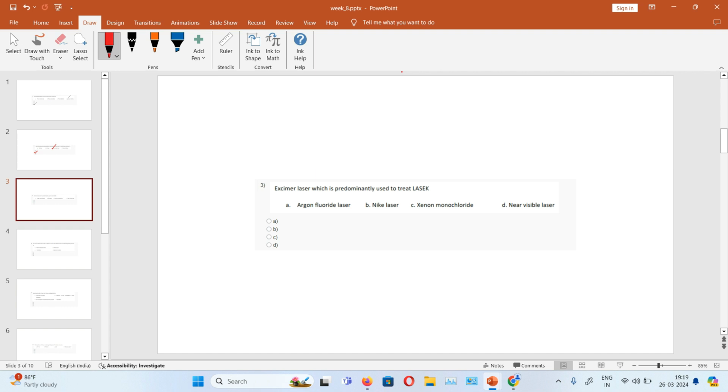One of the commonly used excimers is the argon fluoride pair. The inert gas will be argon, and the fluorine will be the halogen. So the mixture will be used as an excited dimer, and it will give a strong UV laser. So here the answer is argon fluoride laser, which is an excited dimer.